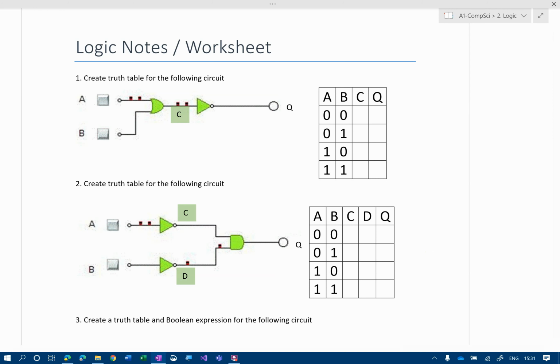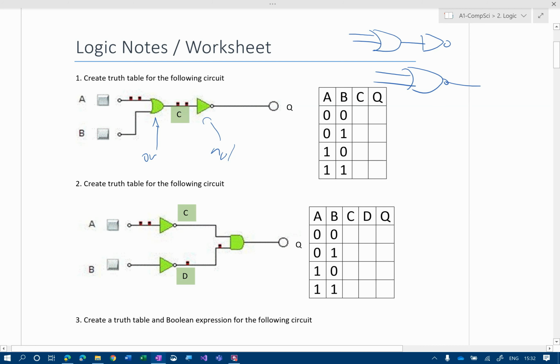So the first thing is, on number one you've got these two gates. We should know from the previous video that that's an OR gate, that's a NOT gate. Now an OR gate followed by a NOT gate is the same as, now this is where my drawing is pretty bad, it's the same, so they're equivalent, right? Now, the first thing is we want to do the truth table for that.